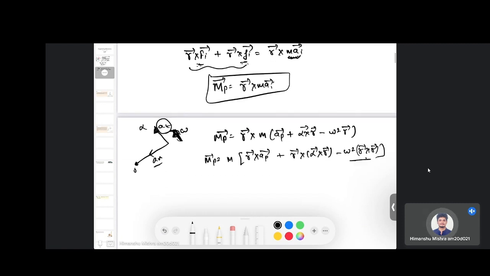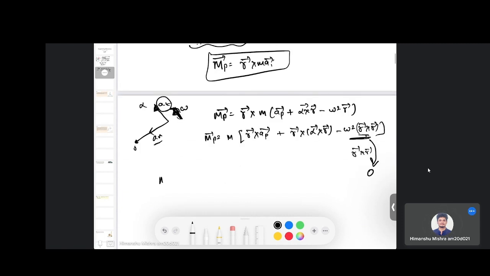So you can see this term is 0 because there is a term r cross r, and the cross product with its own vector should be 0. So this is 0, and you will have the moment at point P, which is m r cross ap plus r cross alpha cross r. So this will be the moment in case the body exhibits curvilinear rotation, or the motion in which there is a tangential and normal component of acceleration which is exerted.